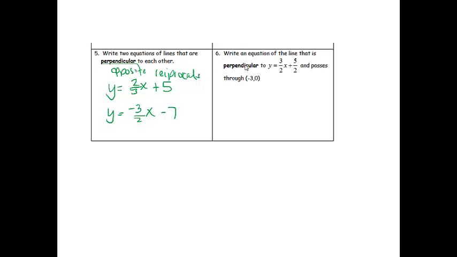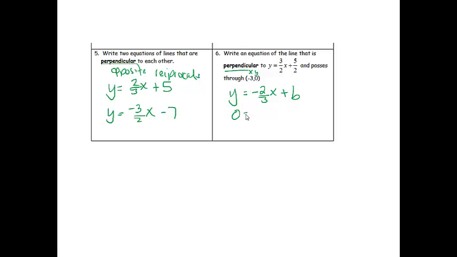All right, number 6, write an equation of the line that is perpendicular to y = 3/2 x + 5/2 and passes through (-3, 0). Okay, if my line is perpendicular, if this one says y = 3/2 x, my line is going to say y = -2/3 x, and then again it's going to be plus b because I don't know that value yet. I'm going to label my x and my y.